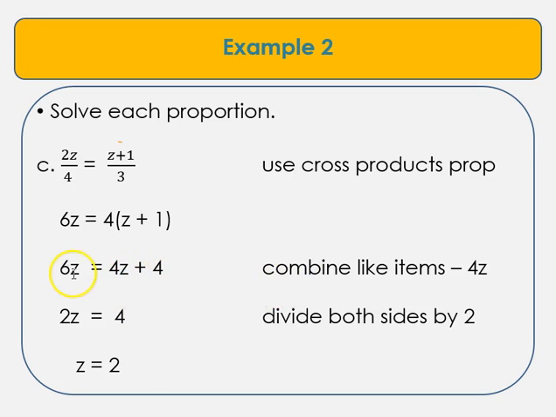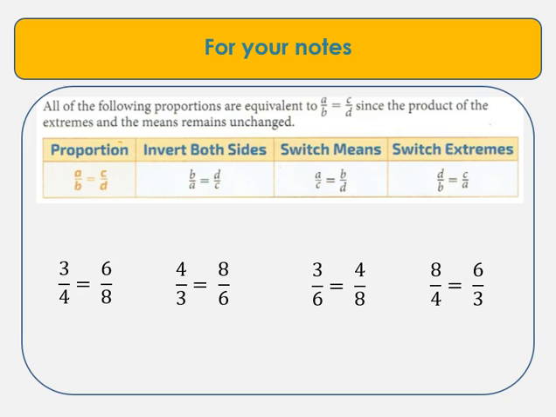Now we have z's on both sides of the equal sign, so we're going to combine like terms by subtracting 4z from both sides, and that gives us 2z equals 4. Let's divide both sides by 2, and z equals 2.